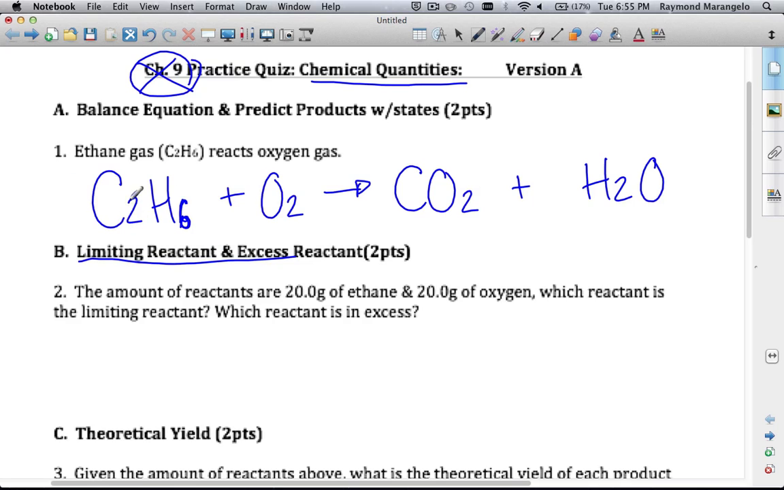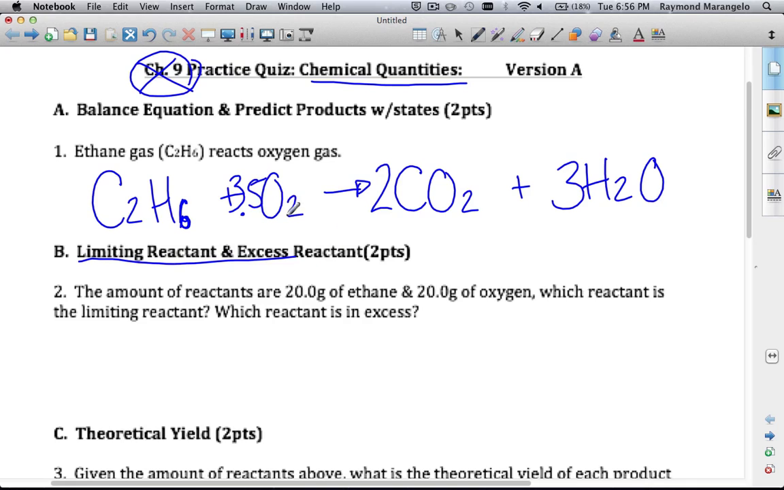When we balance it, there are 2 carbons on this side, so we need 2 carbons on that side. There are 6 hydrogens on the left-hand side, so we will need 6 hydrogens on the right-hand side. Now let's look at our oxygens. 2 oxygens on the left. We have 2 times 2, we have 4 oxygens on the right, plus 3, we have 7 oxygens on the right. So how do we get 7 oxygens on the left? We multiply this times 3.5.